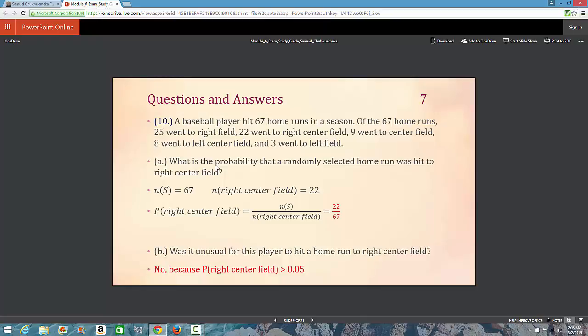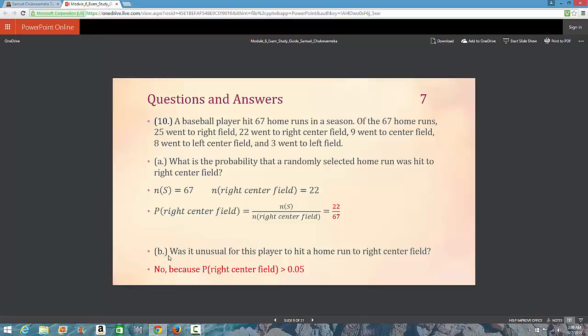A randomly selected home run. So the cardinality of the sample space is 67. Okay, and if you add this up, 25, 22, 9, 8, 3, it should give you 67. So what is the cardinality of the right center field? That's 22. And this is the probability formula. We discussed this in Introduction to Probability.